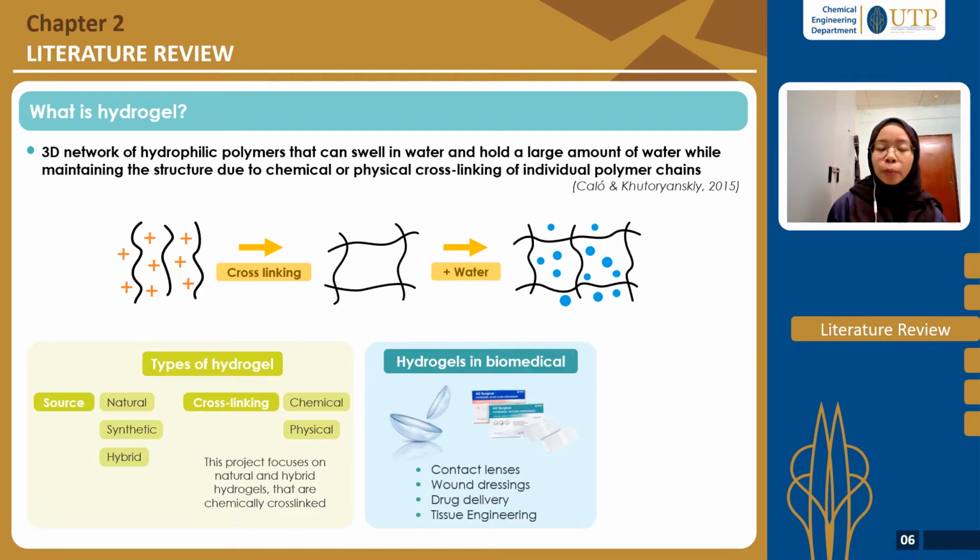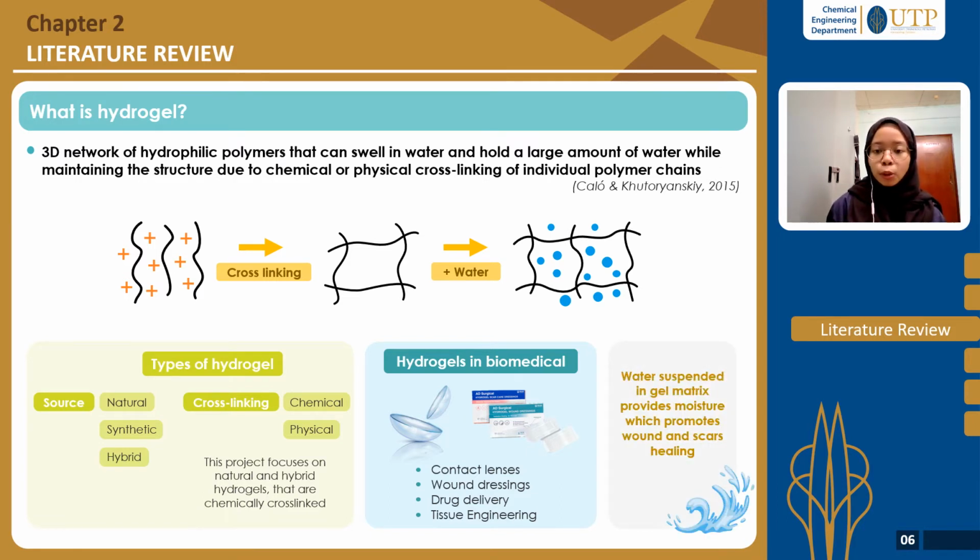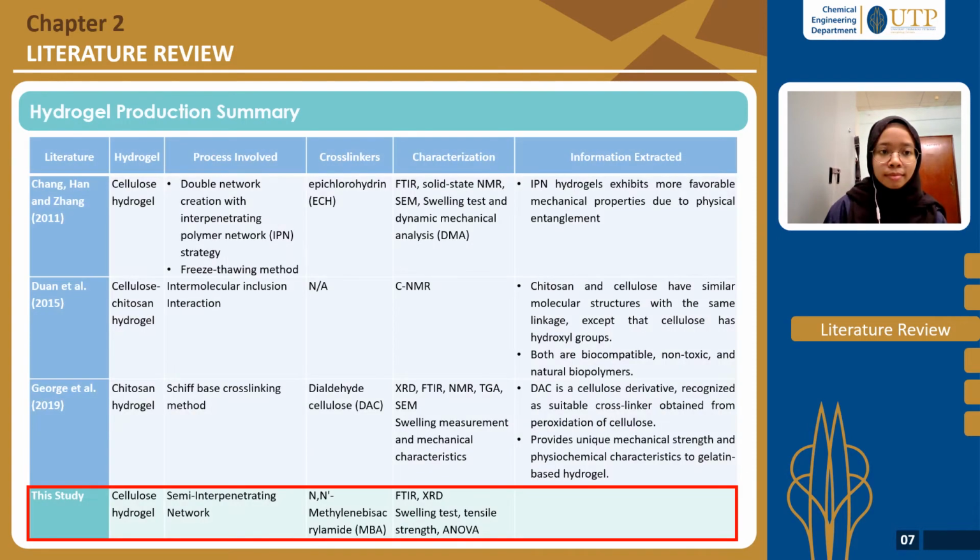So hydrogels have been widely used in the biomedical field. They are usually used in contact lenses, wound dressings, drug delivery, and also tissue engineering. Water suspended in the gel matrix provides moisture which promotes wound and scar healing. Thus, the methods on how to produce hydrogels are summarized and documented in this table.